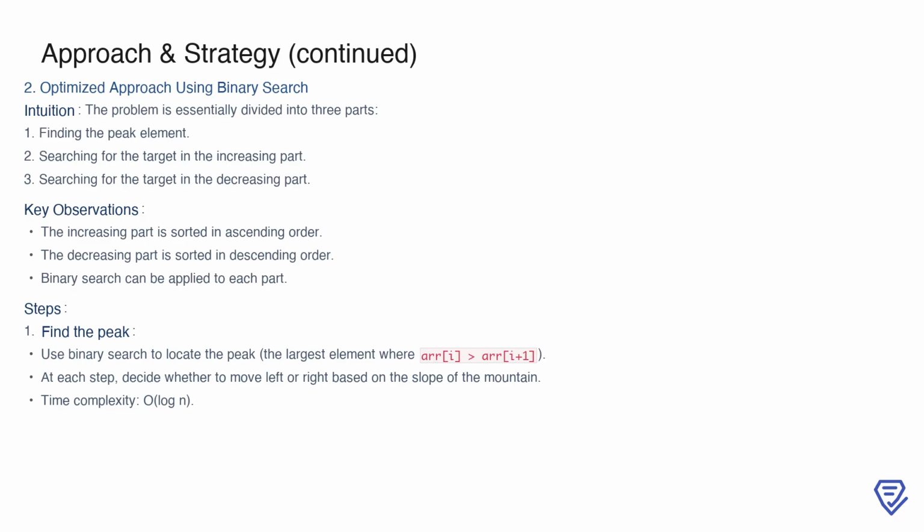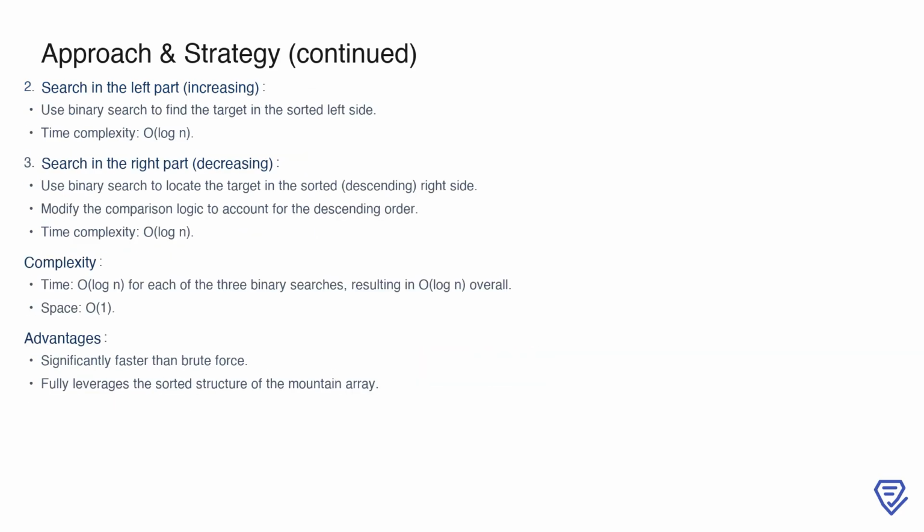Once the peak has been identified, the next step is to search for the target value in the two halves of the mountain array. Starting with the left side, which is sorted in ascending order, we perform a binary search. By repeatedly dividing the search space in half and comparing the middle element to the target, we can efficiently locate the target if it exists.